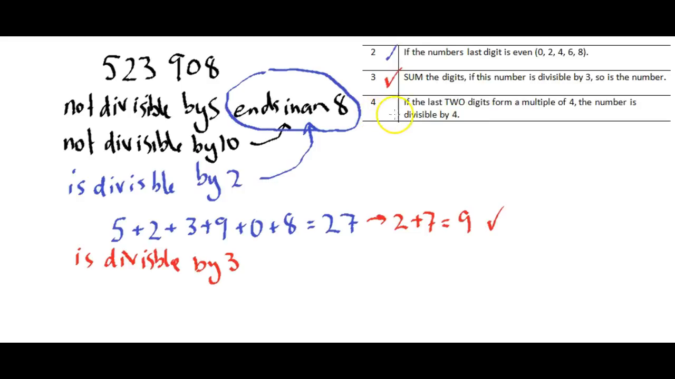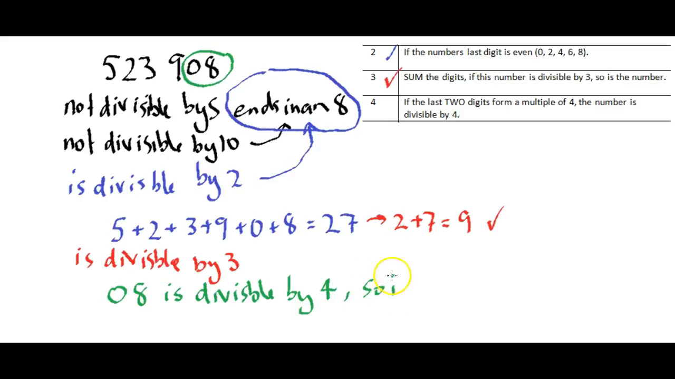Let's look at the divisibility by 4 now. If the last 2 digits form a multiple of 4, the number is divisible by 4. Well, here's my last 2 digits. 0, 8. Is that divisible by 4? Yes, it is. So my number is also divisible by 4. Okay. So there's some easy tests to start off with.